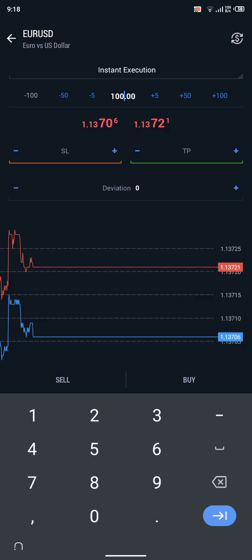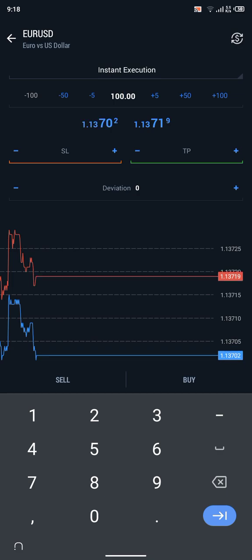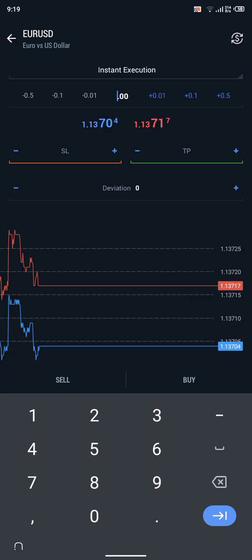You know what pips is? Pips is how we calculate movements of price from one place to another. So we are saying, if we are using 100 lot size, for each price movement in our favor or against us, we are going to be making or losing 1,000 US dollars. So that's it for lot size.